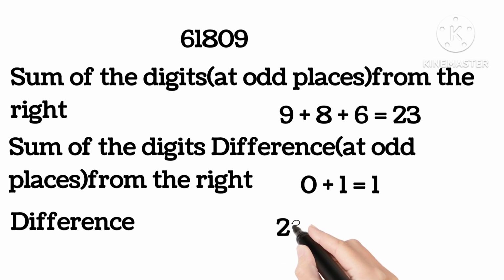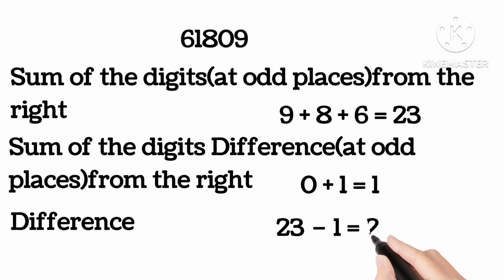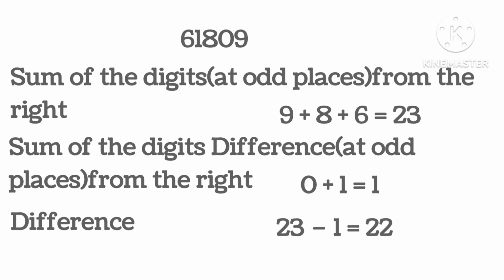The difference between the sums at odd and even places will be 23 minus 1, that is 22. The difference is 22, which is divisible by 11. So the entire number will be divisible by 11.